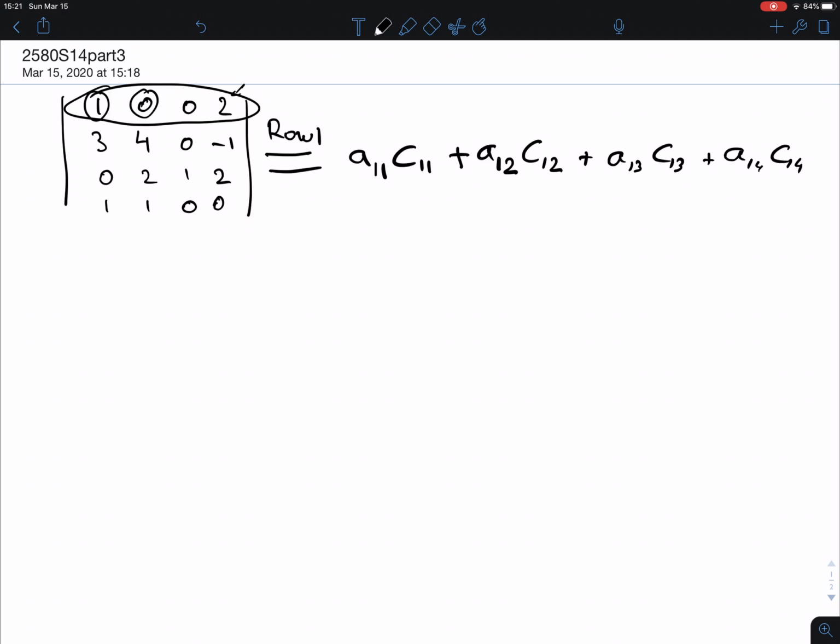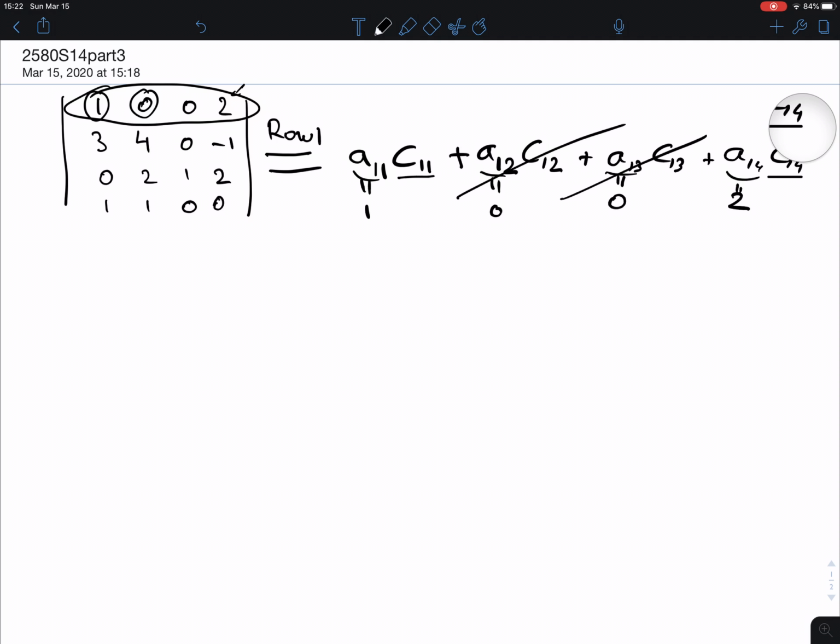Now, let's write the values. A11 is 1, A12 is 0, A13, I'm talking about these numbers, right? A13 is equal to 0, and A14 is equal to 2. So we see that actually these two already cancel. We don't need to calculate them because 0 times whatever is 0. And that's exactly why I chose row 1, because it has many zeros in it. And each time you have a 0, things become much simpler. So what we have to calculate is C11 and C14. Okay, let's start doing that.